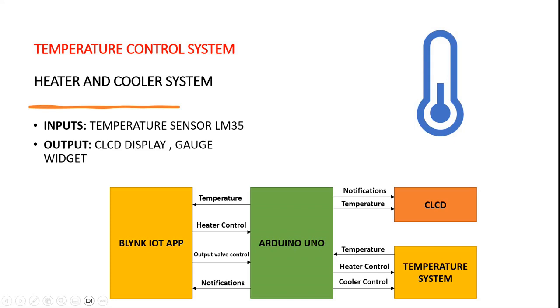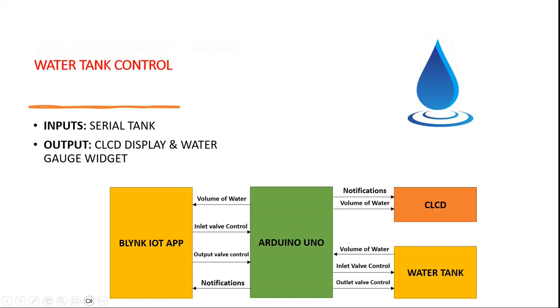The value of the temperature is given to the Arduino, which is going to read the temperature value, and it is going to control the heater and cooler. Arduino Uno is giving the temperature reading to the Blink IoT app, where we can see the temperature value from the app, and notifications also. In return, it is going to control the heater and cooler.